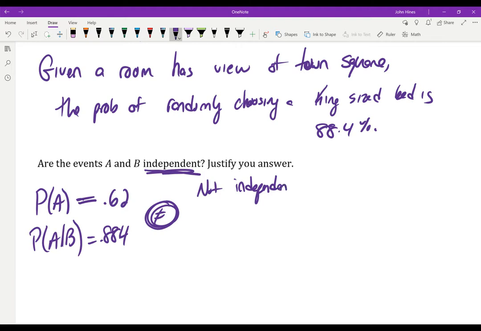They are not independent because the probability of A does not equal the probability of A given B. Knowing you have a view affects the chance of you finding a room with a king-size bed. It makes it more likely to occur.